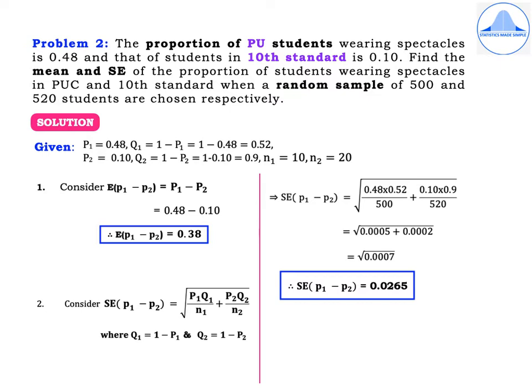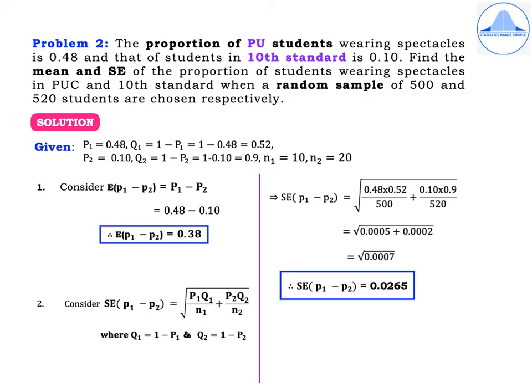Now here both the population proportions are not equal to each other. So we have to use a different formula for the standard error. So under the second subdivision, consider SE of P1 minus P2, which is equal to root of P1 Q1 by N1 plus P2 Q2 by N2, where Q1 is 1 minus P1 and Q2 is 1 minus P2. This formula I have explained in my previous video.